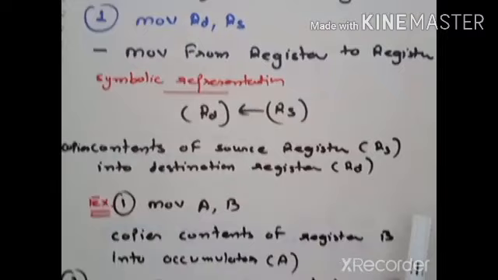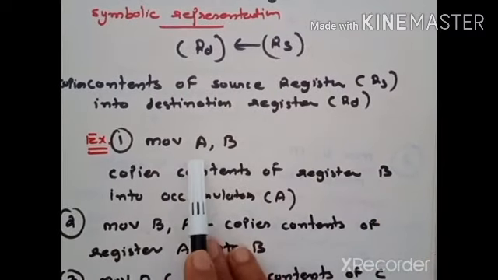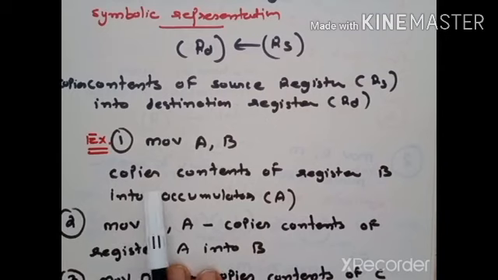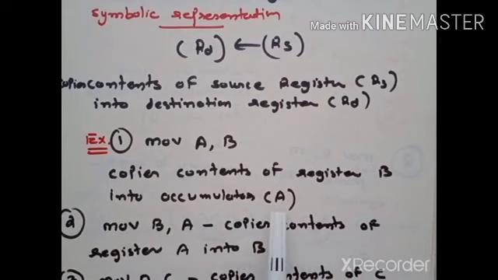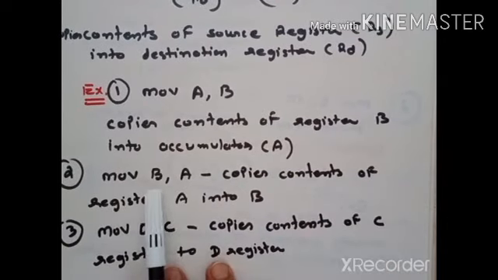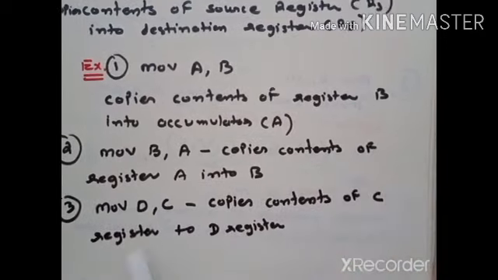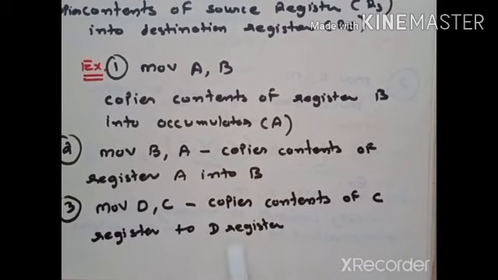Okay. Then examples of this instruction. First, MOV B to A, that means it copies the content of register B into accumulator A. Then the second instruction, MOV A to B, that means it copies the content of register A into register B. Then MOV C to D, that means it copies the content of C register to D register.